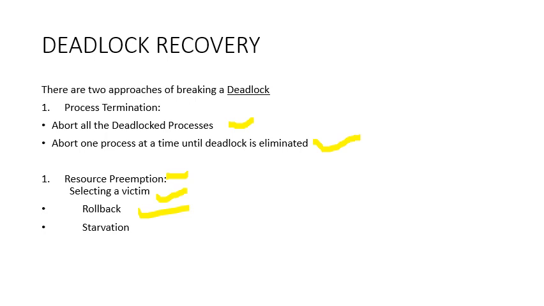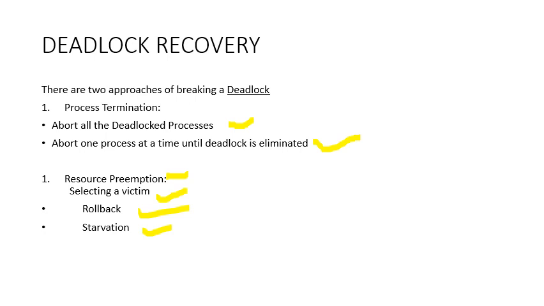We must determine what should be done with the process from which resources are preempted. One simple idea is total rollback. This means abort the process and restart it again. And next, the third issue is starvation.